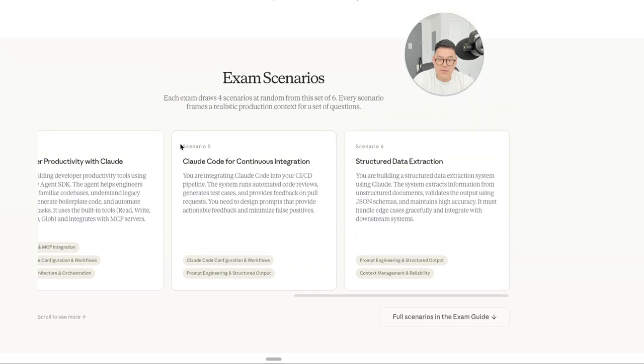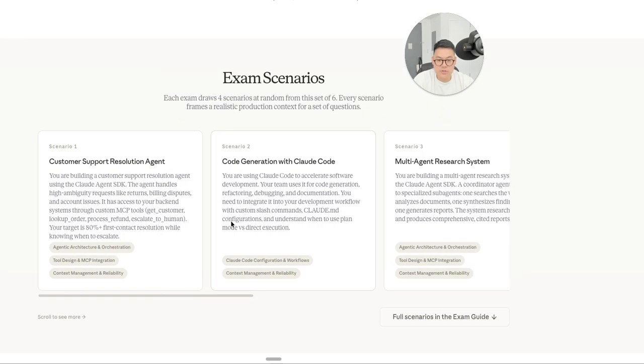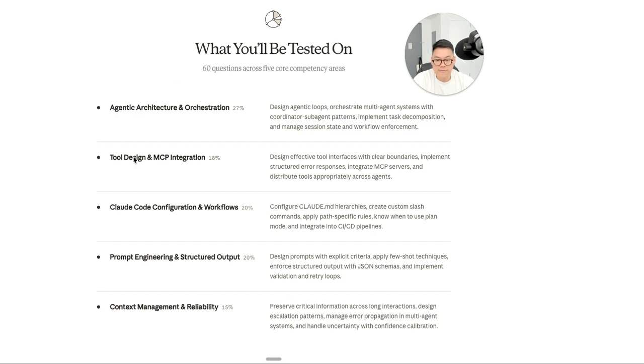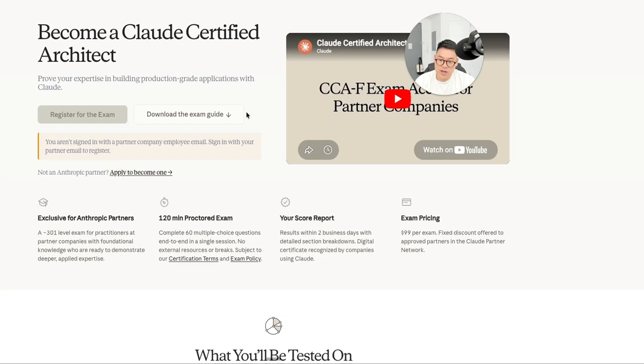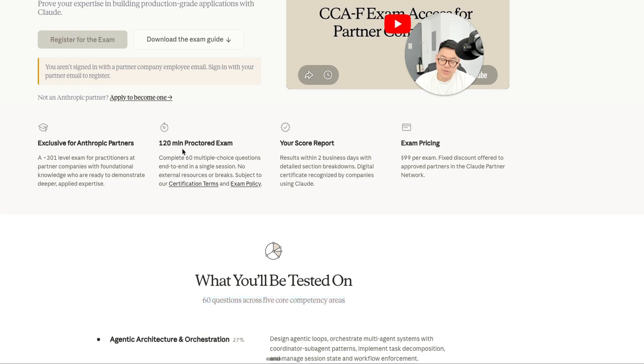So you'll have the difference between 6 scenarios, and then you also have 5 domains, and it's going to be 60 questions spread out across 5 core competency areas. In one of my upcoming videos, I'll explain exactly what the difference is between a domain and a scenario. But for right now, what you need to know is that the total duration of this exam, which will be proctored, is 120 minutes. It will be 60 multiple choice questions.